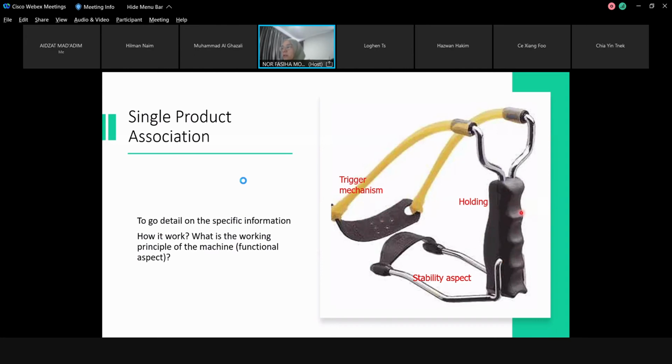For example, this one, the working principle for this one is for the user to hold the product. And this one gives the function of stability, to make it stable. And here is the trigger mechanism. This is the only mechanism for the triggering, but still you need the holding and stability parts.